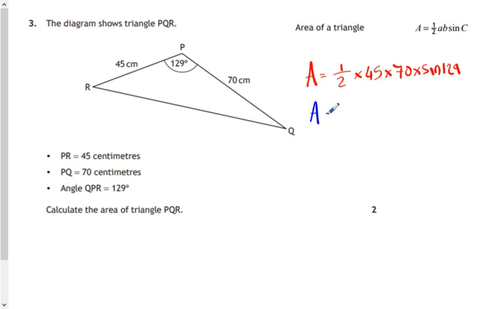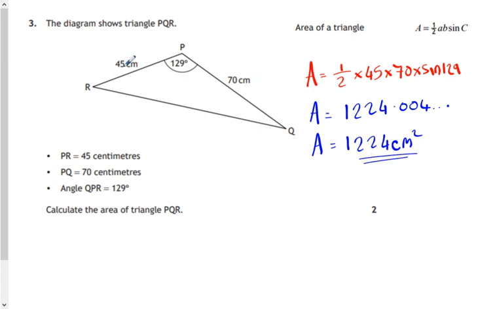All right, so the area then, pop all of that into our calculators. Remember, you can use 0.5 on the calculator rather than a half if you're more comfortable with that. A half times 45 times 70 times sine of 129. Do check that your calculator is in degrees mode. It should have a little capital D in the top of it. So our area here comes out as 1224.004, which, since all of these are whole numbers, I'm going to round to 1,224 centimeters squared. Be careful of your units. Our lengths here are in centimeters, so our area will be centimeters squared. So again, this is just using the formula straight from our formula sheet.